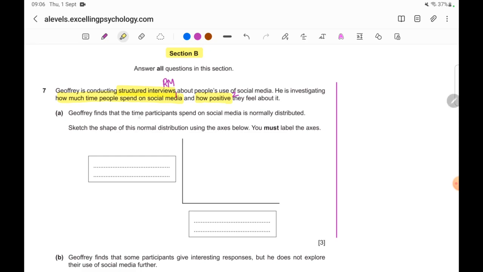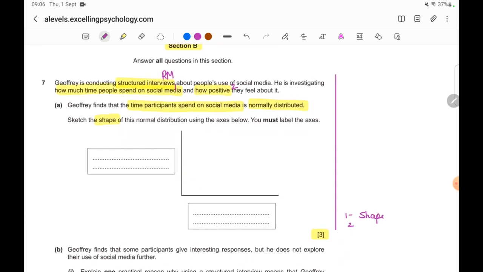Jeffrey finds that the time participants spend on social media is normally distributed. They want us to sketch the shape of this normal distribution using the axis below. You must label the axis. Okay, and it's a 3 marks question. So clearly I'm sure you must have understood the breakdown of the marks. First mark you'll get for drawing the correct shape. Second mark you will get for labeling the x-axis correctly. And third mark you will get for labeling the y-axis correctly.